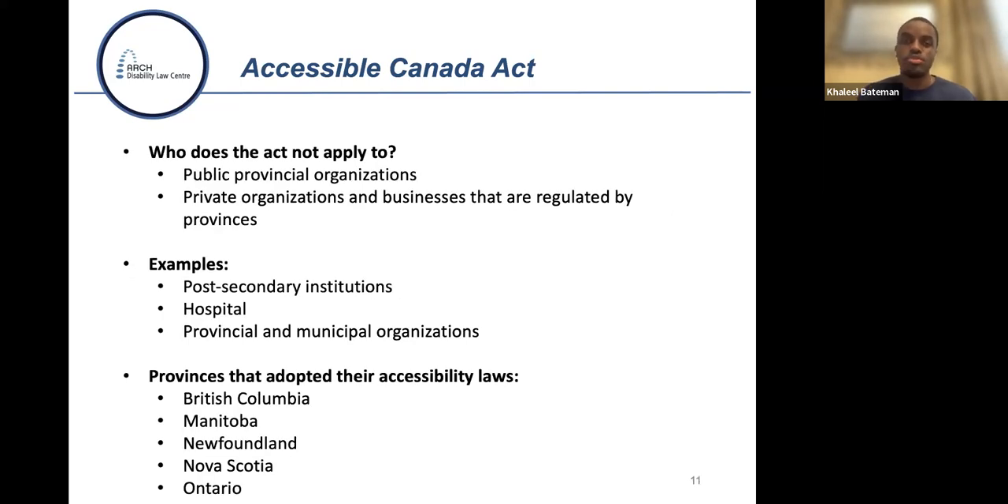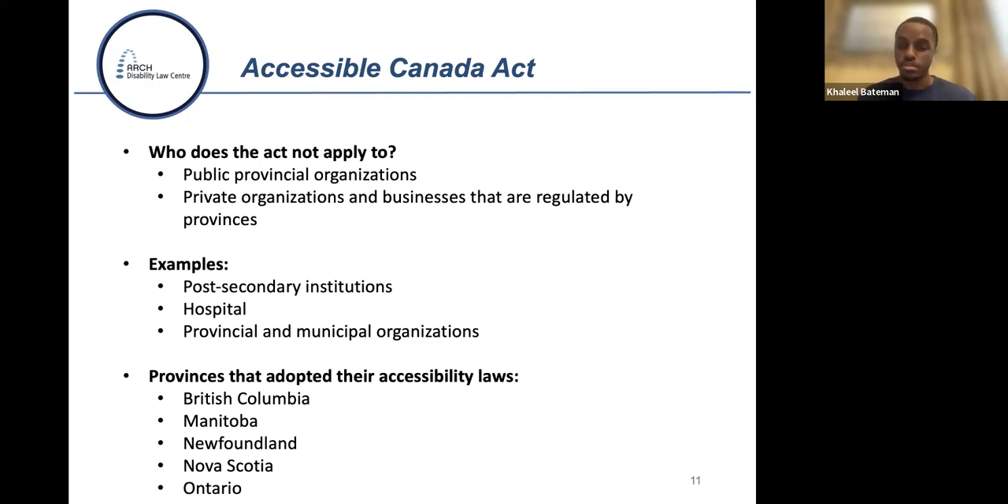So, who does the act not apply to? As I said before, these would be provincial organizations and businesses that are regulated by provincial governments. Examples of these would include post-secondary institutions and hospitals, actually, as well as provincial and municipal organizations. There are provinces, however, that have adopted their own accessibility legislations, which would be imposed on those particular organizations if need be.